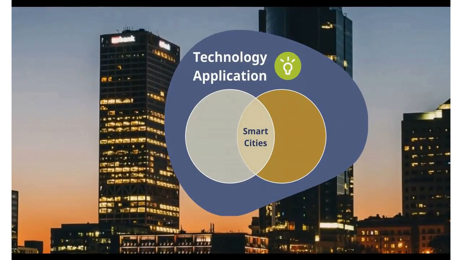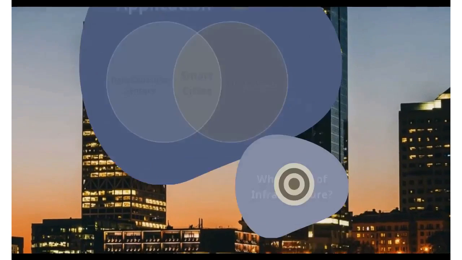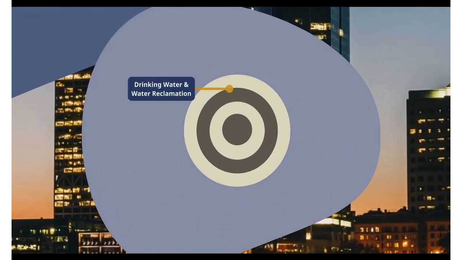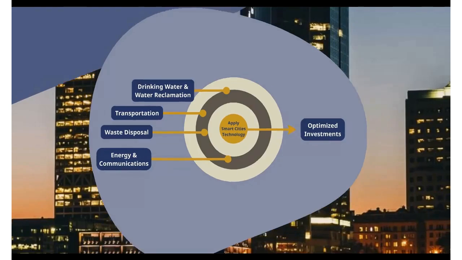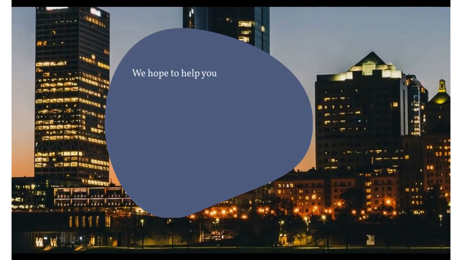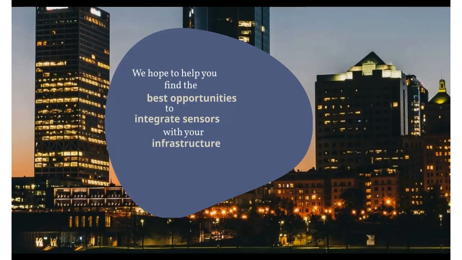Smart cities require the marriage of data collection, sensors, and infrastructures. All types of local infrastructure, including drinking water, water reclamation, transportation, waste disposal, energy, and communications can be impacted and improved through the adoption of these technologies. Investments can be optimized for performance and financed through the effective use of smart cities technologies. Through this series, we hope to help you and your community find the best opportunities to integrate sensors with your infrastructure and to help develop as a smart city.